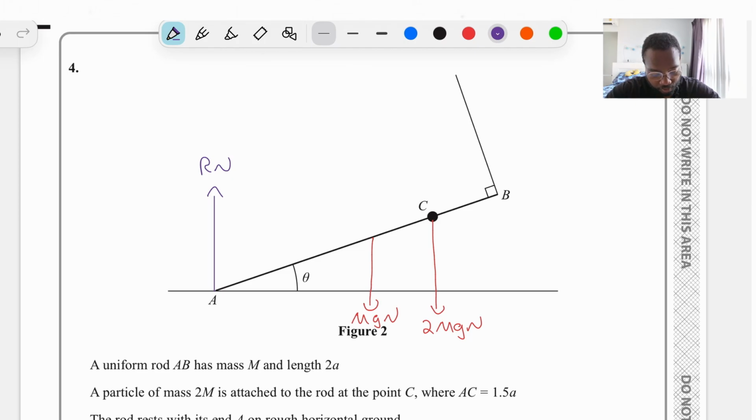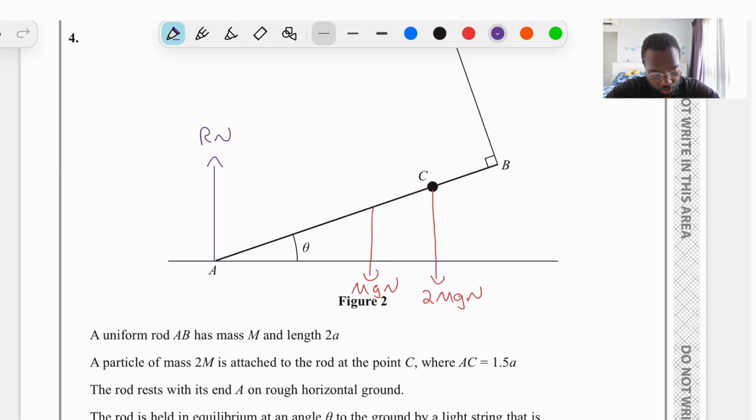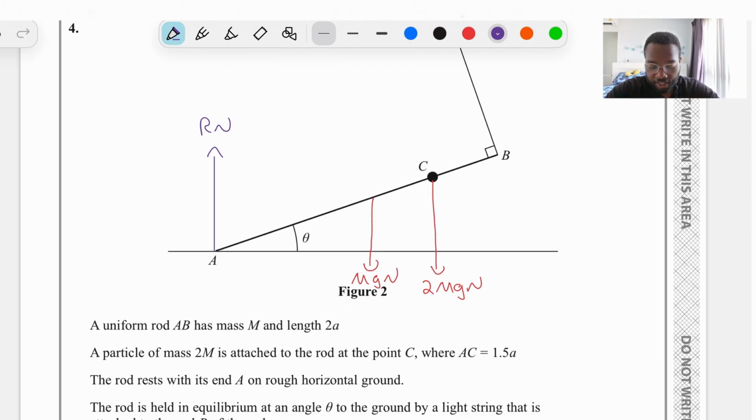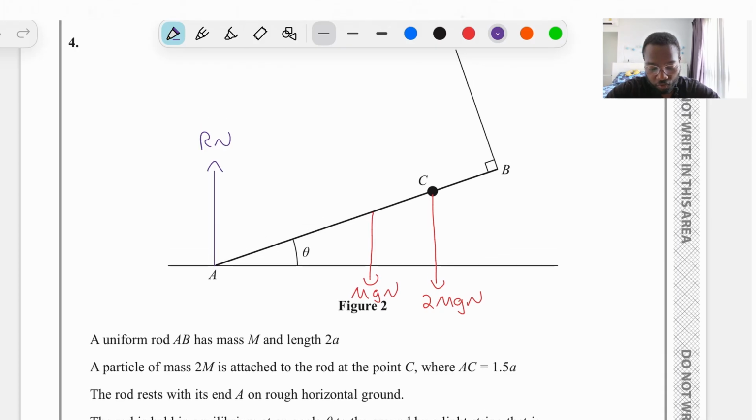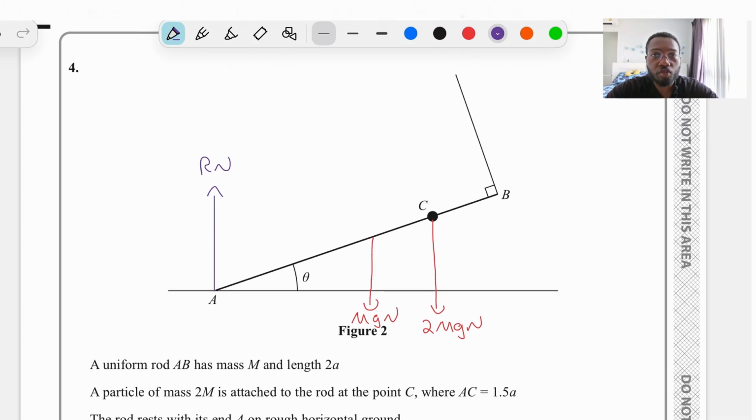Now, before we put the friction on, what else do they tell us? They also tell us that we have a light string which is attached at the end of B on the rod. It just says light string, not light and inextensible or anything like that, which means that we're going to have tension. So we're going to have tension here, and that can be called T newtons. That's very key. It just says a light string, so we're going to have T newtons there.